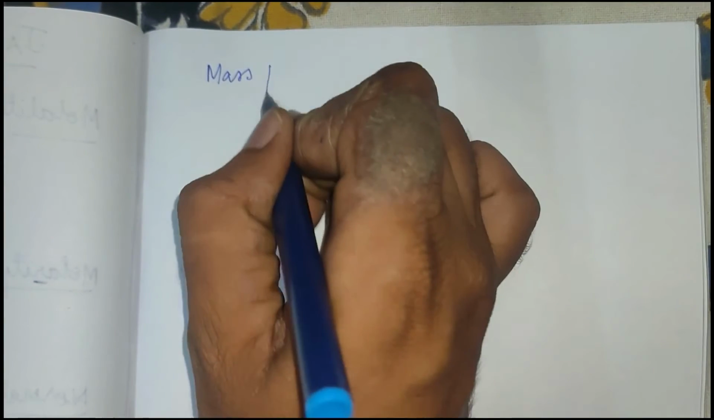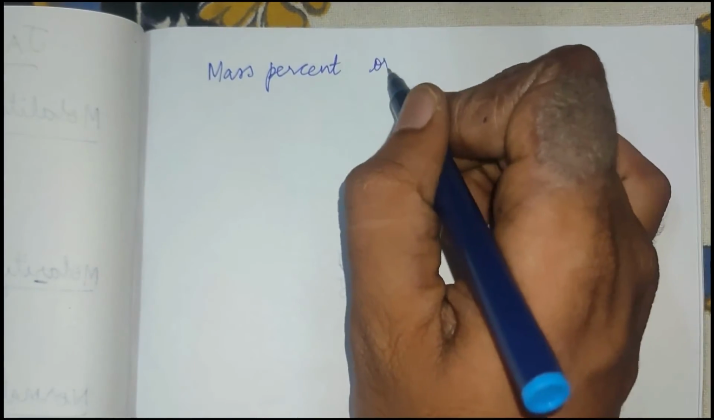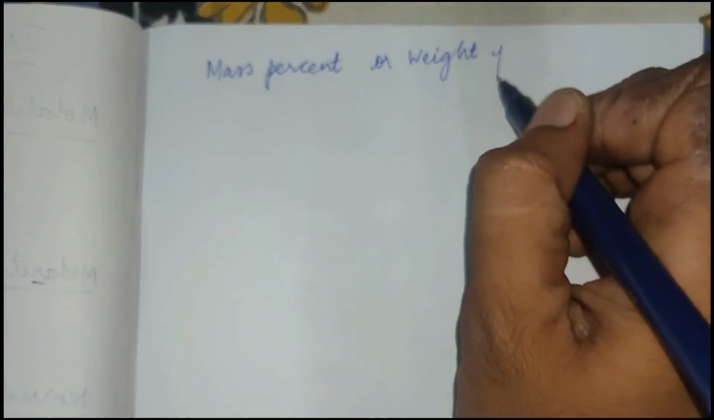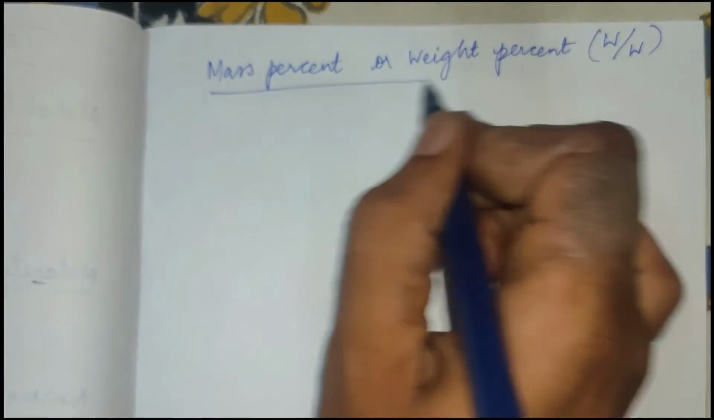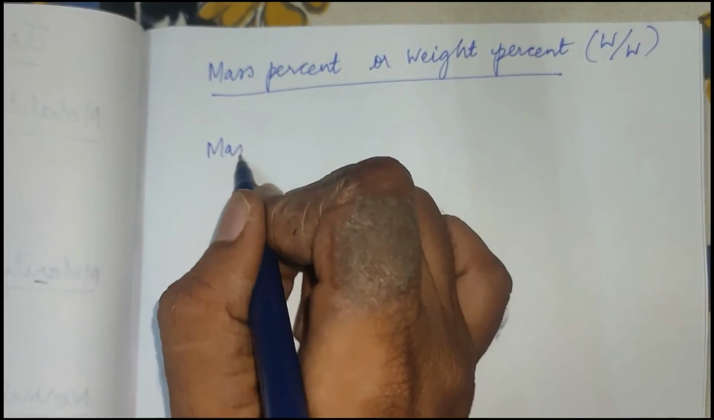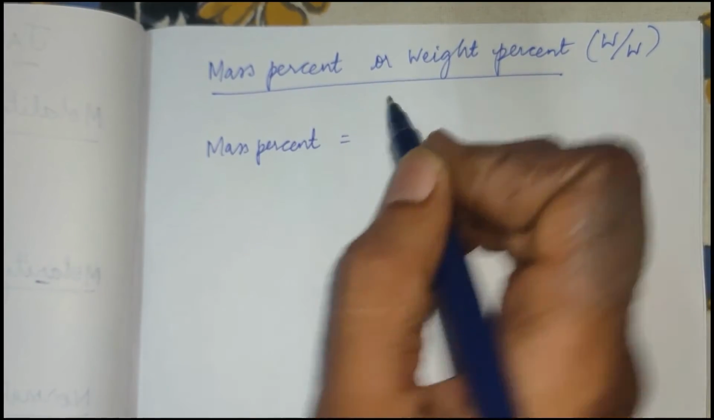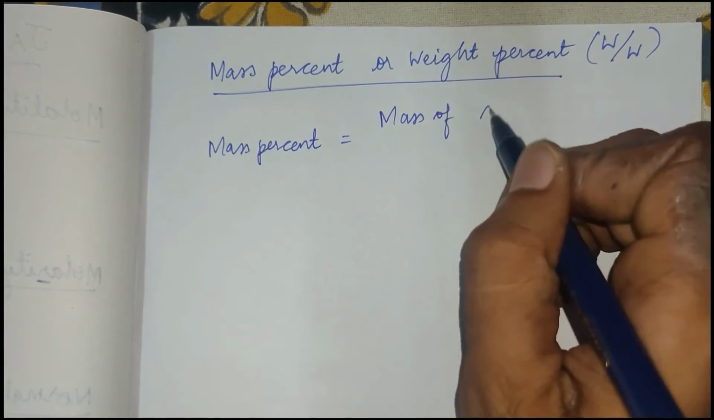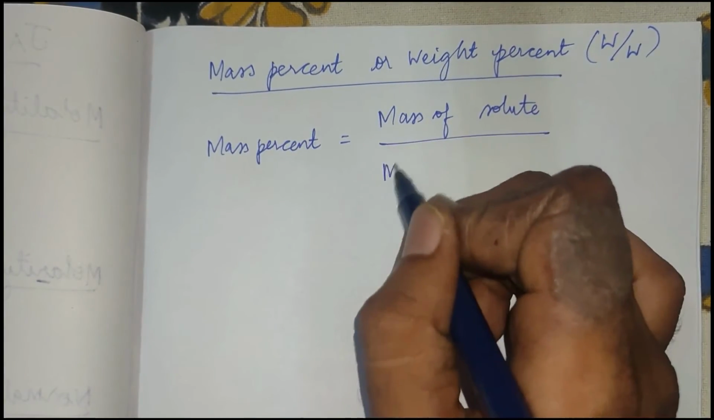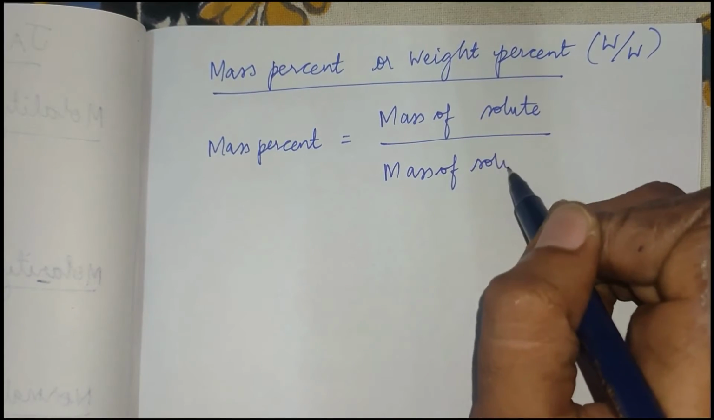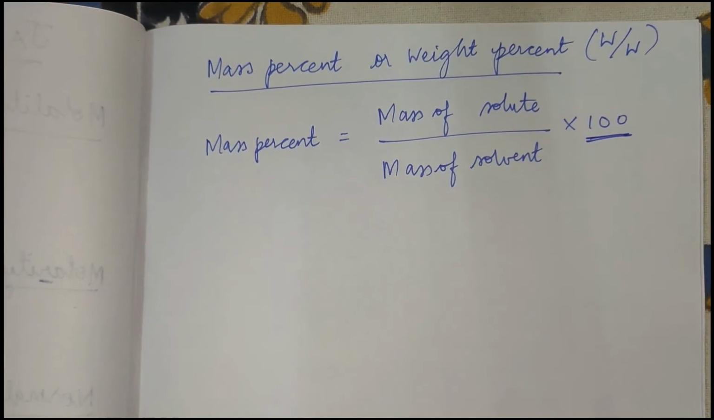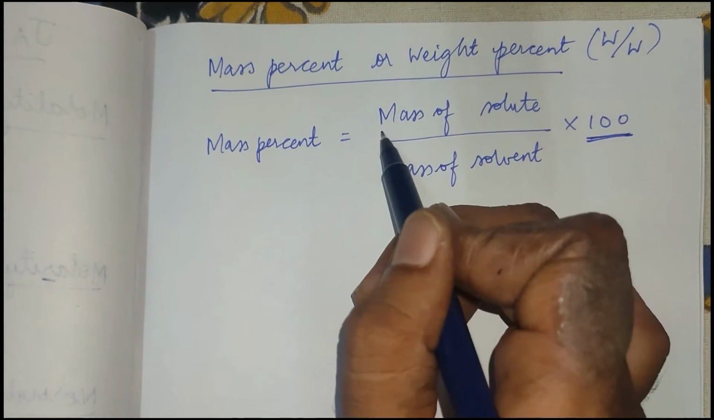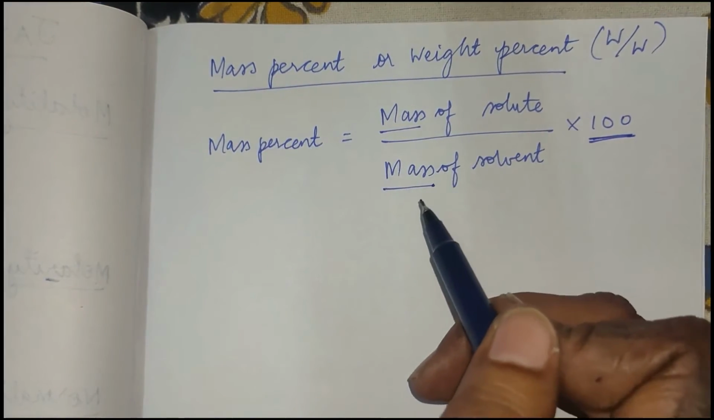The next one is going to be mass percent or weight percent. How to calculate this? It is going to be weight by weight, right? Now what is mass percent? Mass percent is equal to mass of solute by mass of solvent into 100. To express in percentage, you multiply by 100, right? Why do we have here weight by weight? This is also taken as mass and this is also taken as mass, right?